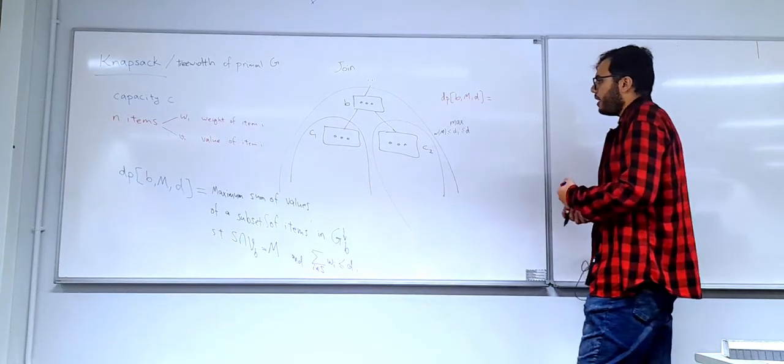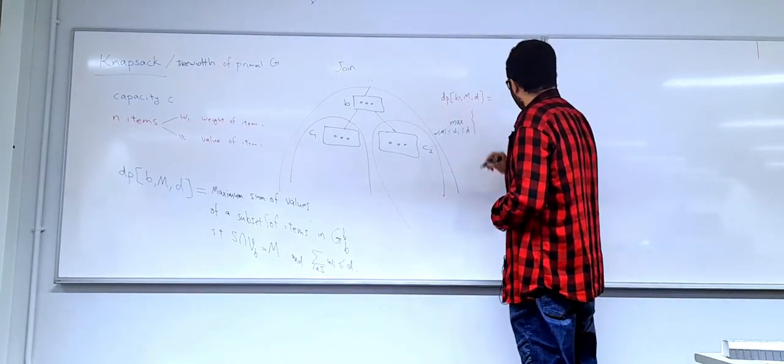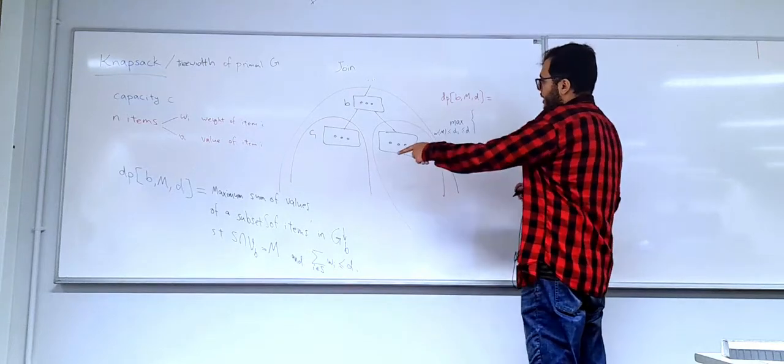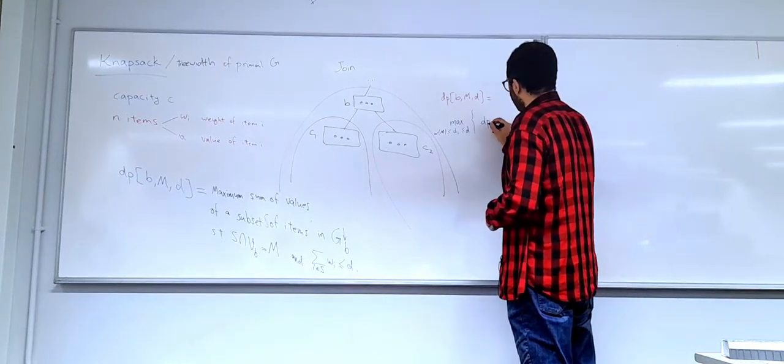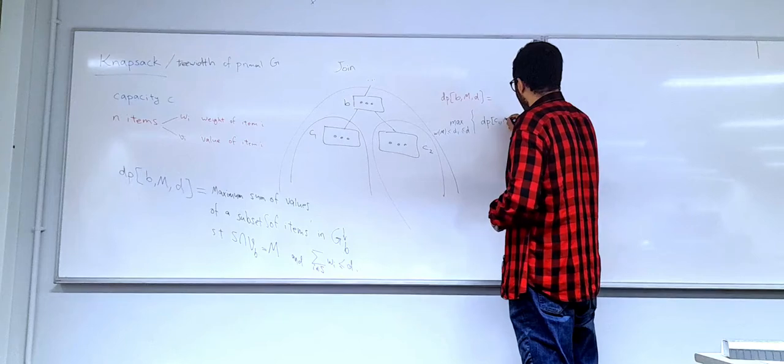Okay, now, what do I get? On the left hand, I have dp of C1, M, and D1.